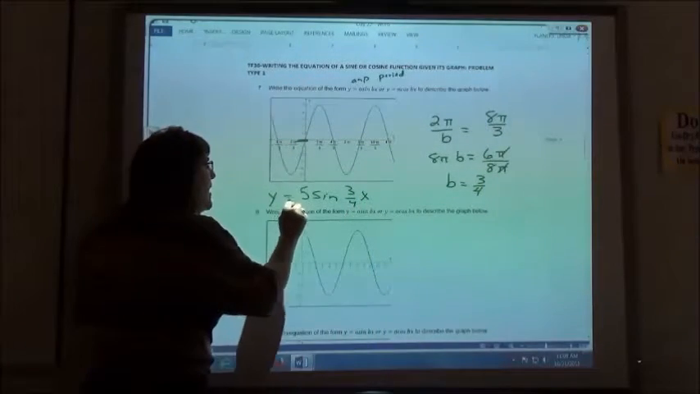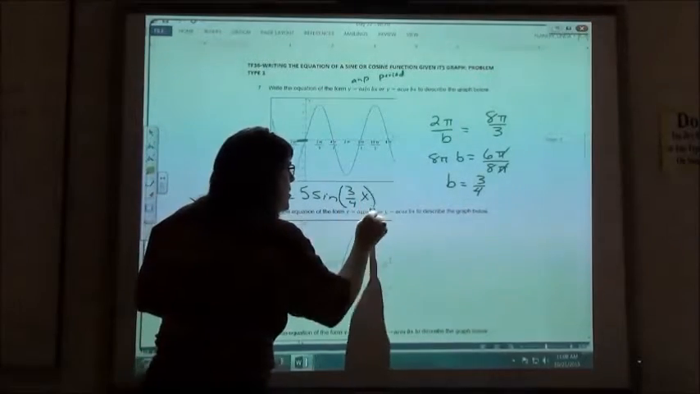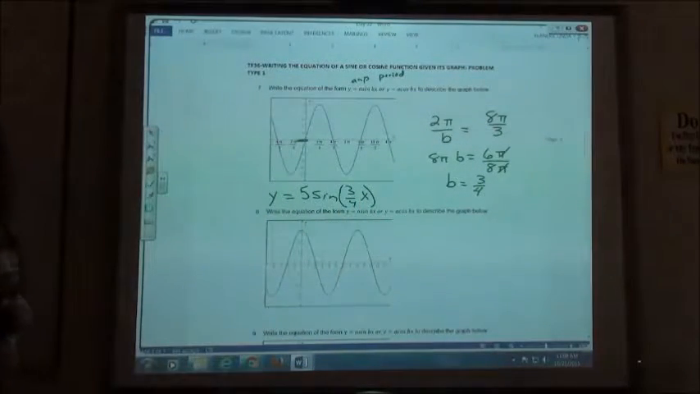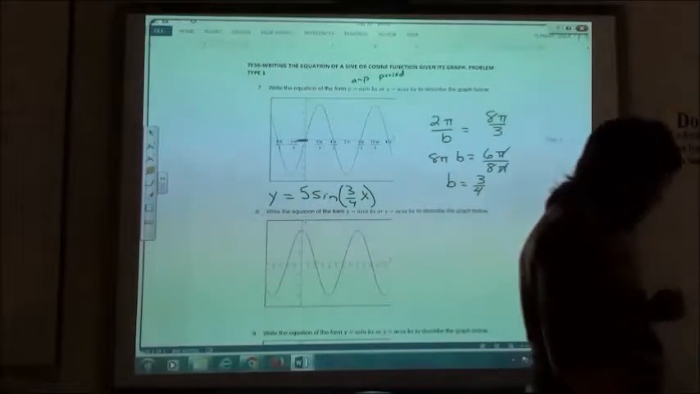So y equals 5 sine of 3/4 x. Don't really need the parentheses, but if you want to put the parentheses there, you could put the parentheses there. Be the same answer.